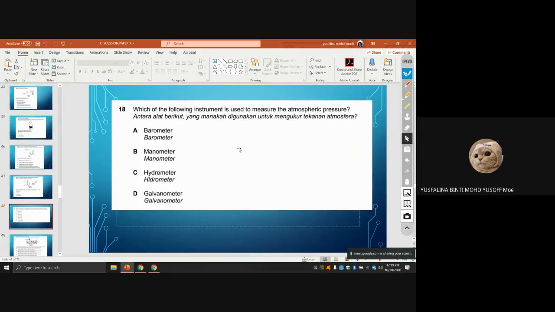Alright, the next one, which of the following instruments is used to measure the atmospheric pressure? The answer is A, barometer. Manometer is to measure the pressure of gas. Hygrometer is actually for the density of the liquid. And galvanometer is actually to measure the induced current, right?